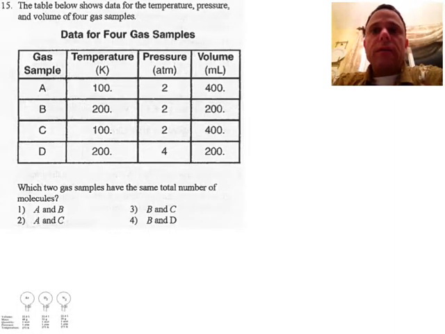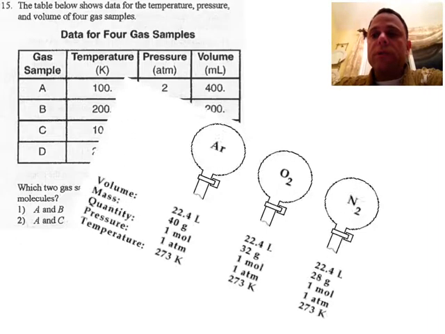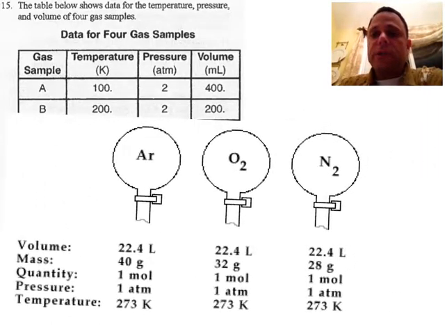Question 15 says the table below shows data for temperature, pressure, and volume of 4 gas samples. So we've got temperature, pressure, volume. Question reads, which two gas samples have the same total number of molecules? Now, if you recall from previous questions, we talked about Avogadro's hypothesis, which stated if we have the same conditions of temperature, pressure, and volume of any gas, the number of molecules will be the same. Take a look at this diagram once again, and it is showing you exactly that.